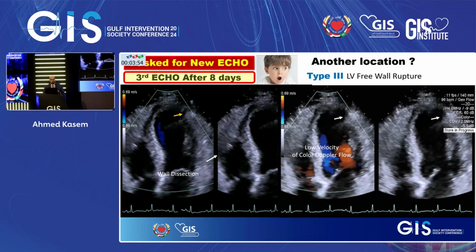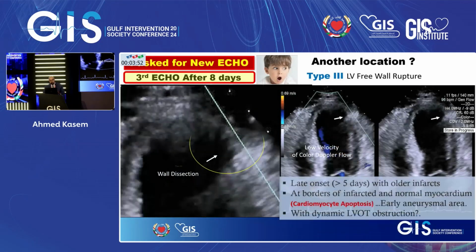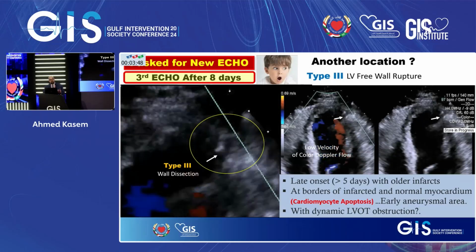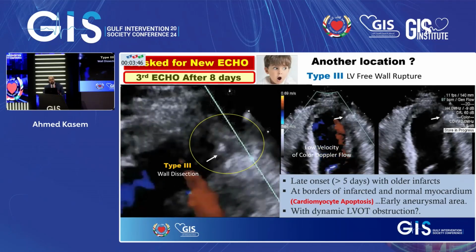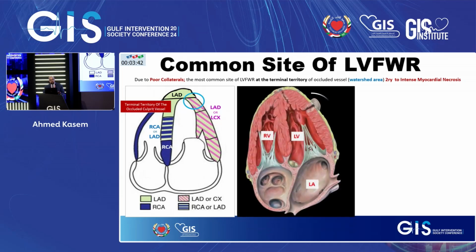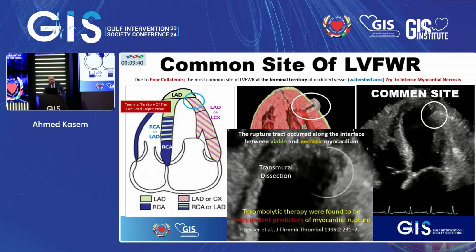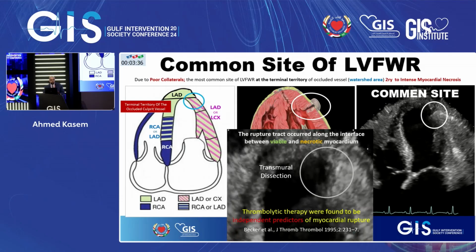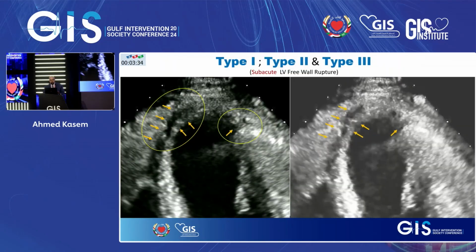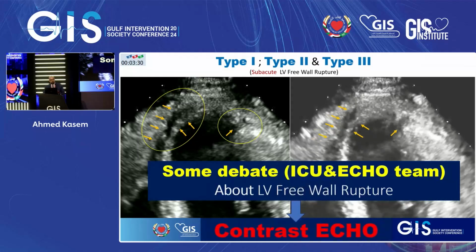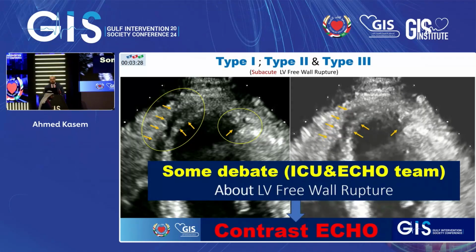So I requested a new updated echo, and there was a big surprise. There is more rupture in another location, in the lateral segment, which is actually the most common site for rupture, in the poor collateral area as the terminal territory of the LAD, and it is clear here in this image. And despite all these images, there were still some debates from our colleagues in the ICU team.